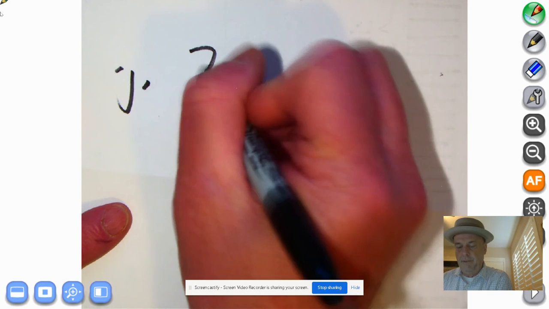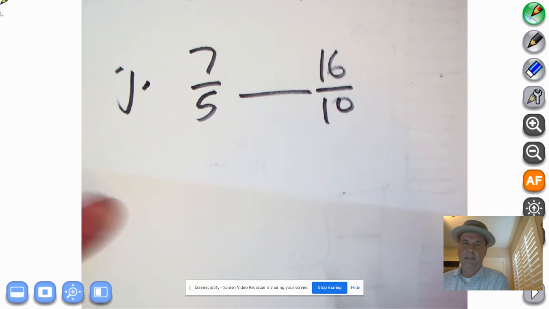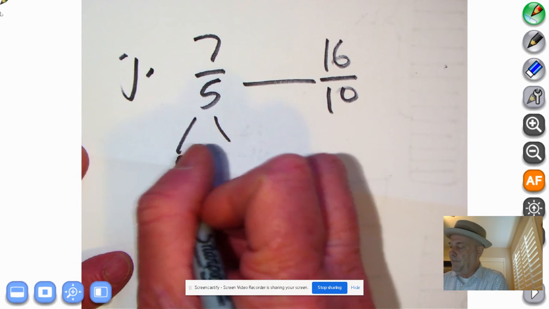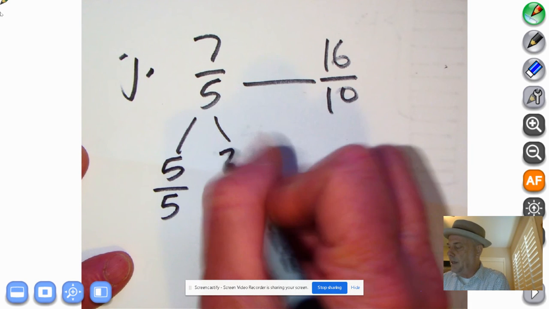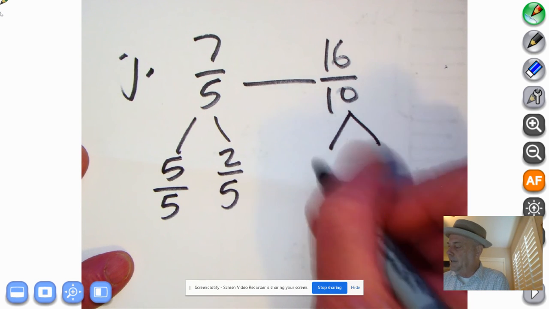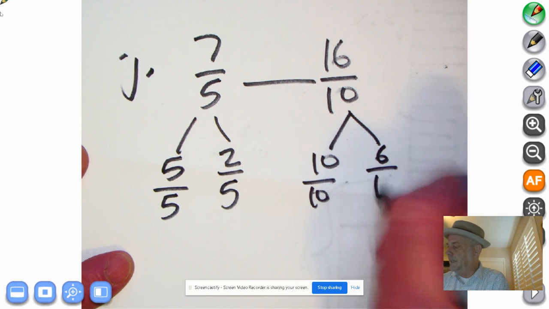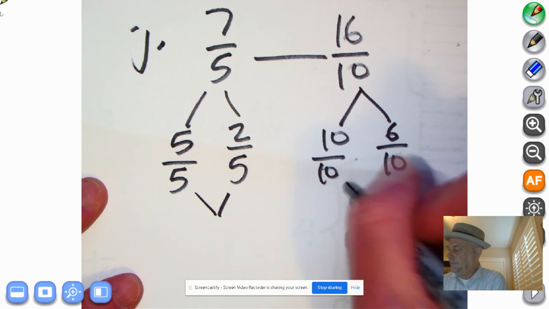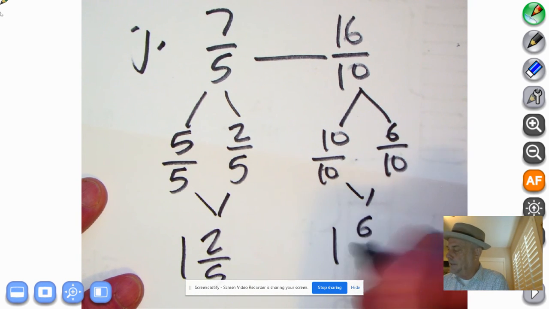And we're looking at 7 fifths or 16 tenths. Once again, it's time to use that number bond. Maybe that's not even enough to help us out. We have 5 fifths is 1. 5 fifths, 6, 7 plus 2 fifths. So I have 1 and 2 fifths. Okay, let's go over here. 10 tenths is 1 plus how many more tenths? 6 to get to 16 tenths. 10 plus 6 is 16, 16 tenths. So this is 1 and 2 fifths, and this is 1 and 6 tenths.